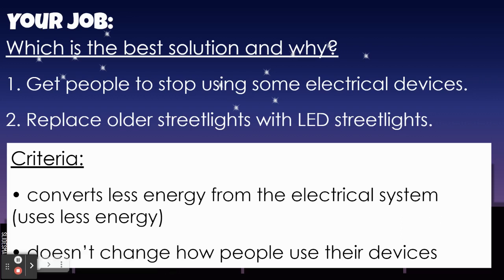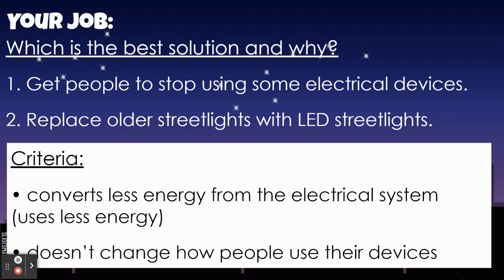And then we had some criteria. Let me hide this for you. They had to be the best solution, it had to meet these 2 things. It has to convert less energy from the electrical system, so it has to use less energy, and it can't change how people use their devices. So if I'm deciding which is the best solution, and this is what you did last time, which did you choose? Did you choose number 1 or did you choose number 2?